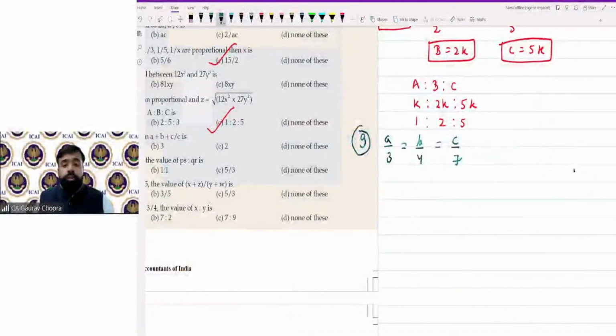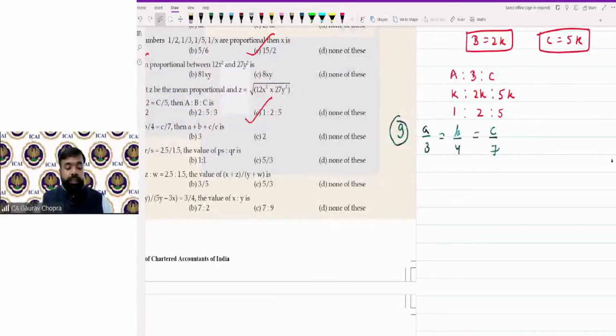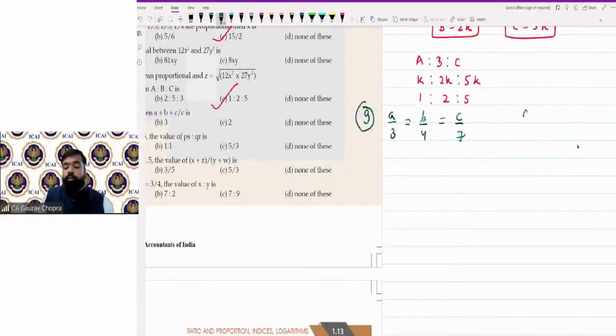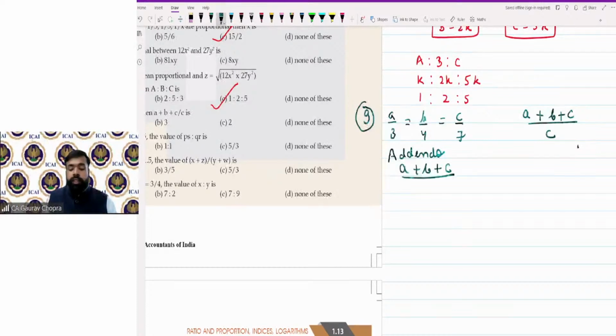So we were talking about ninth one, a by 3 is equal to b by 4 is equal to c by 7. And what is the requirement of question? It is a plus b plus c upon c. So which property we have to apply? Since there is addition, so it will be addendo. So you have to apply addendo here. So add all the values of numerator a plus b plus c. Add all the values of denominator 3 plus 4 plus 7.